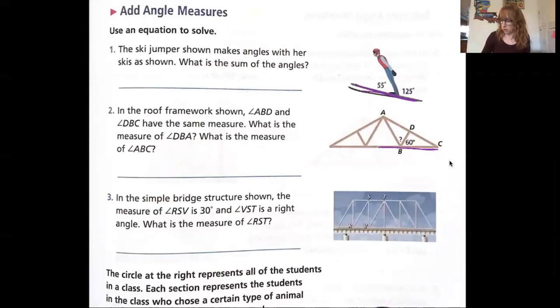Looking at number 1, it says the ski jumper shown makes angles with her skis as shown. Skis are straight planks that you strap to your feet. So we want to know what the sum of the angles that she makes with her body is. We take 155 and add it with 55 and then add that with 125. And we should get 180 degrees because our skis are straight angles.